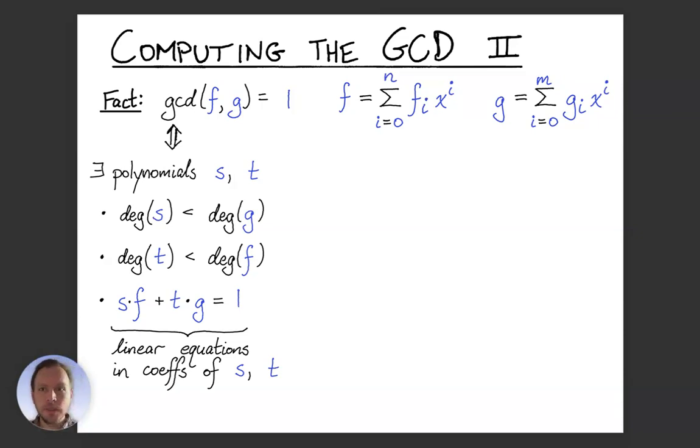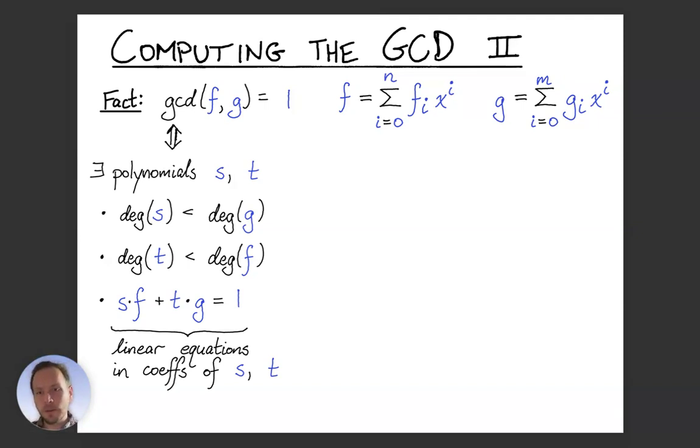So how do we check if the GCD is 1? Well, we need to check if we can find these two polynomials s and t, which is exactly checking if this linear system has a solution. So we can do this with an off-the-shelf parallel algorithm for solving linear systems.